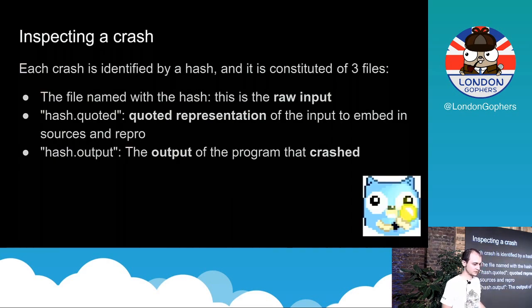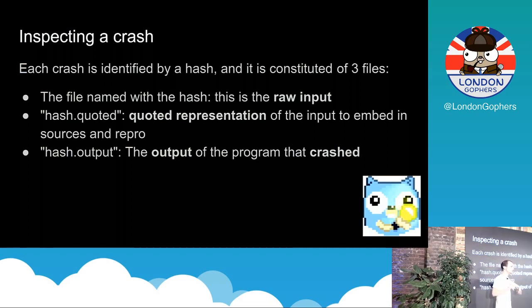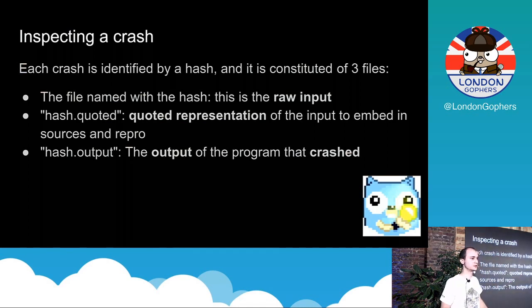Inspecting a crash: it gives you 3 files, go-fuzz, every time it finds a crash. One is the mere input that you can feed your function to reproduce it. One is the quoted input in a Go quoted way. You can just copy it, paste it in your sources, and it's going to be valid. Sometimes you get invalid UTF-8 as input and it makes your function crash. It's almost always the case, so it's good to have the quoted thing. And then the output of your program with the panic and the stack trace. This makes it way easier to understand.